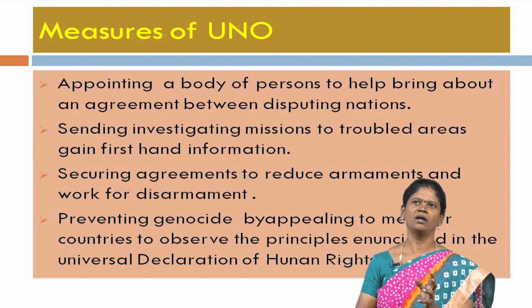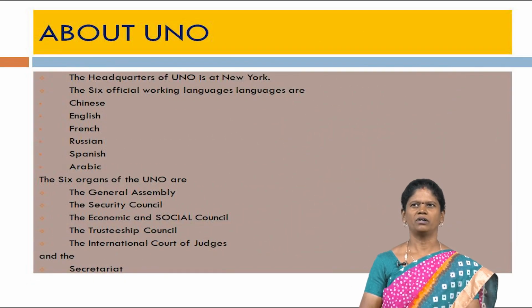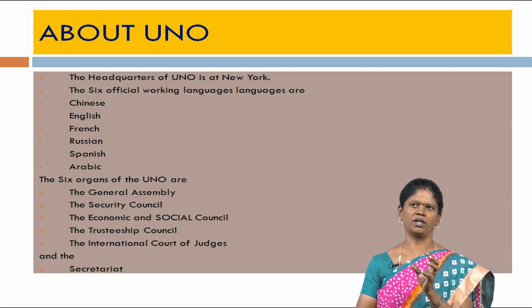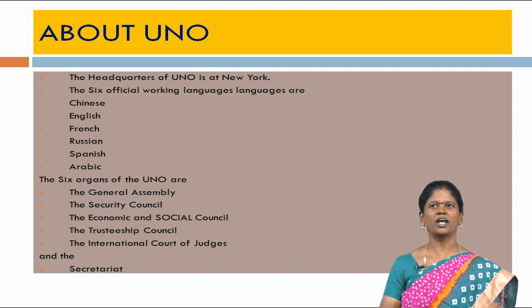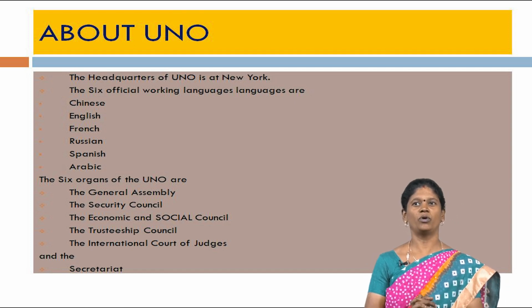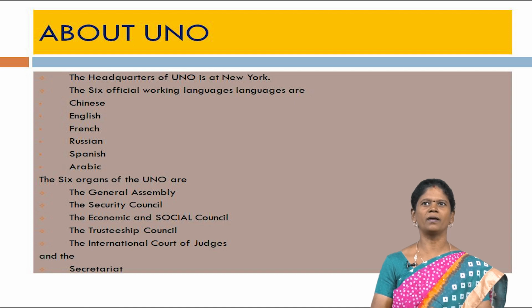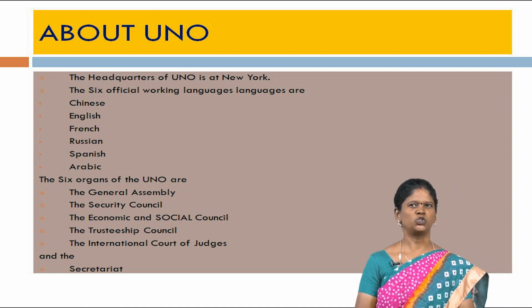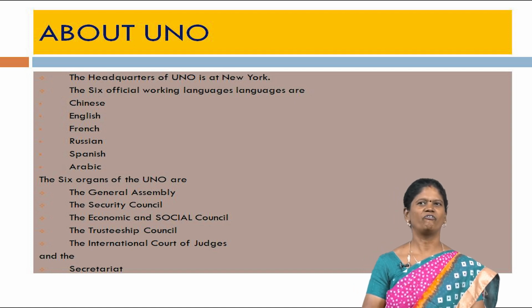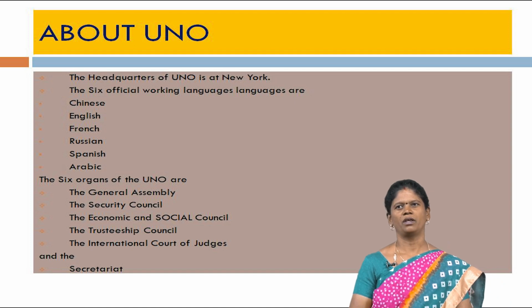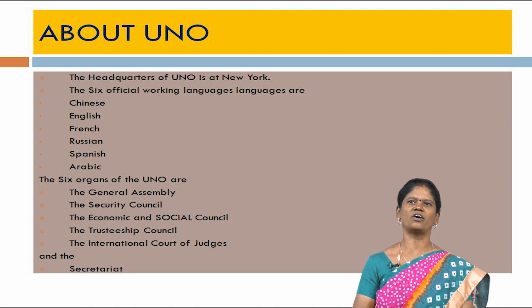Now, about UNO: the headquarters of UNO is at New York. The six official working languages are Chinese, English, French, Russian, Spanish and Arabic. And there are six organs of UNO.